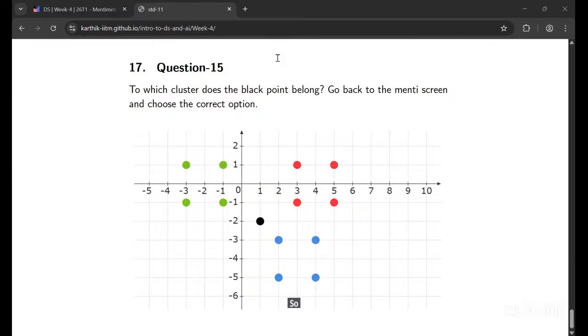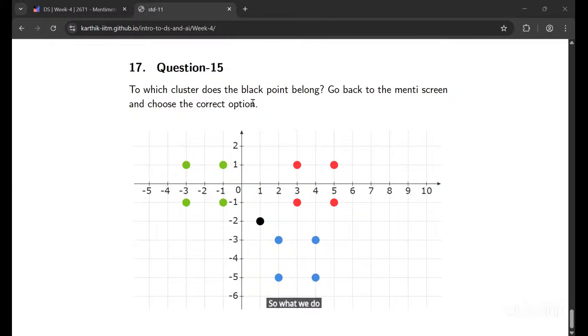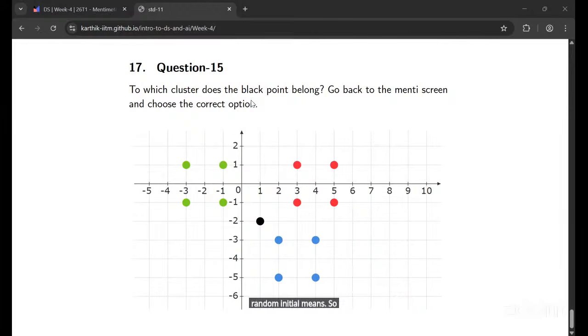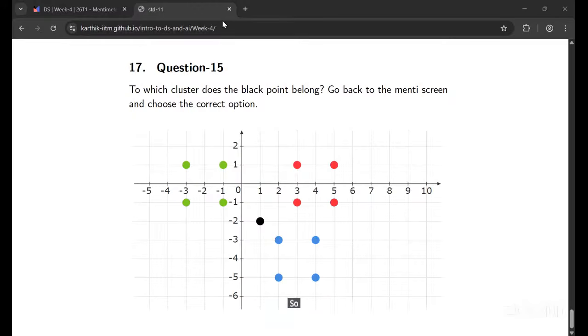So you all are not wrong in your approaches, but there has to be some systematic way of doing this, okay? So what we do is we first select two random points, as in two random initial means. Please see your chat. I've given you two random means to start with. One is 0, comma 0 and another one is 5, comma minus 3. So these are your initial means.